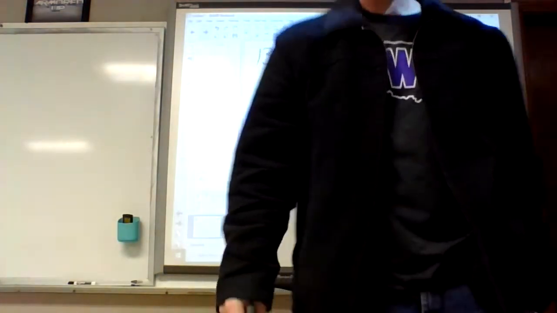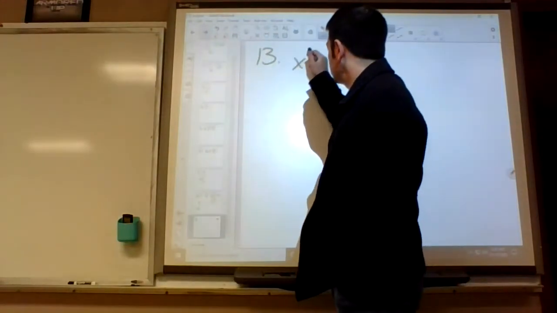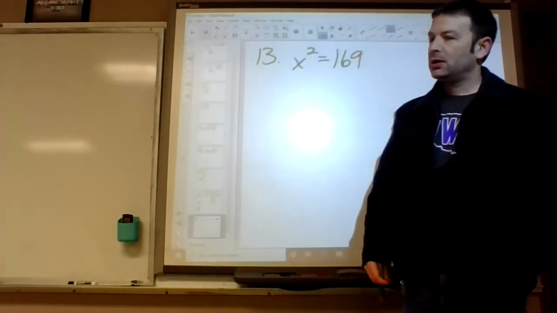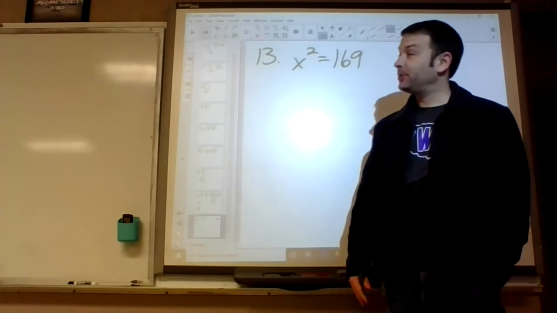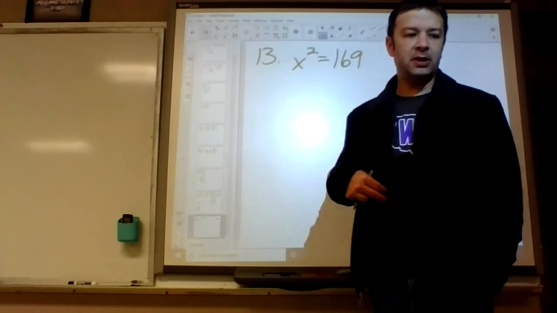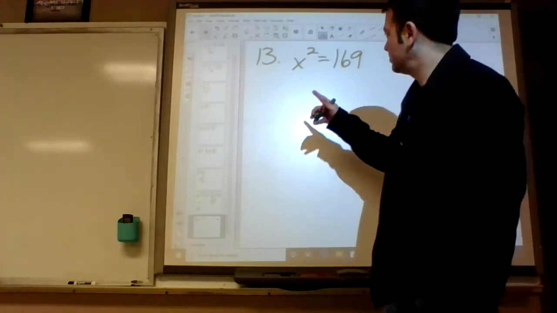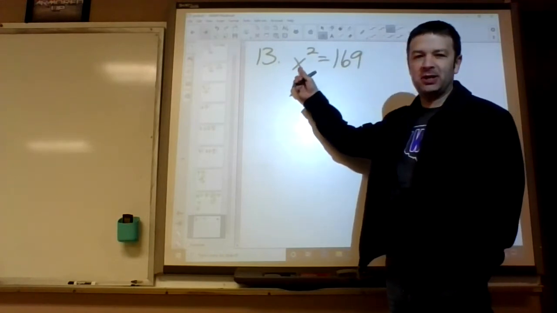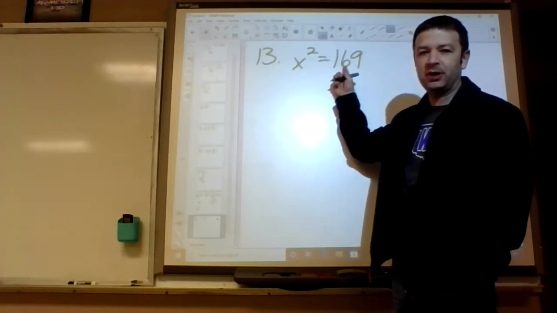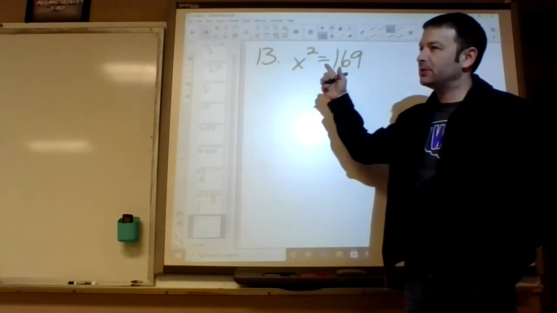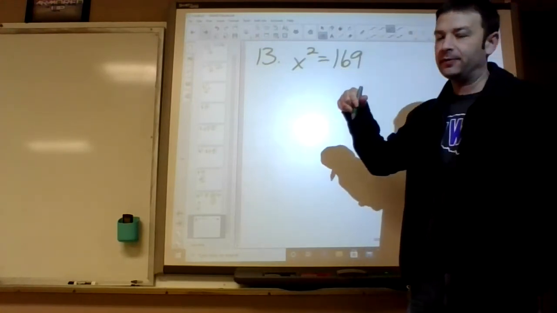13 is different. It's an equation. We're not simplifying a square root right now. We're just solving an equation. If x squared is 169, what this means is some number times itself is supposed to equal 169. Okay, so how do we solve that?